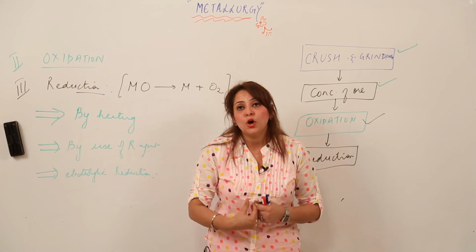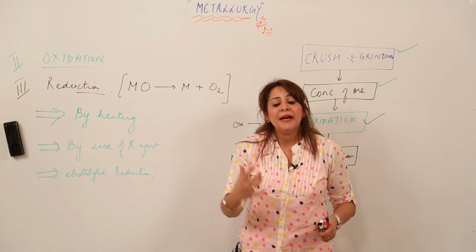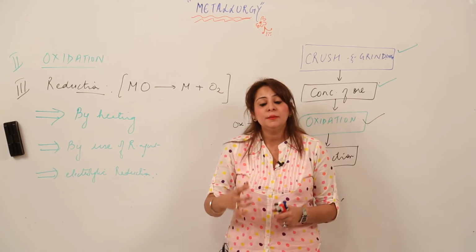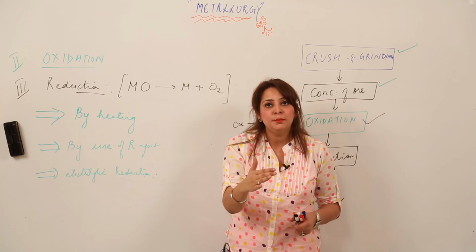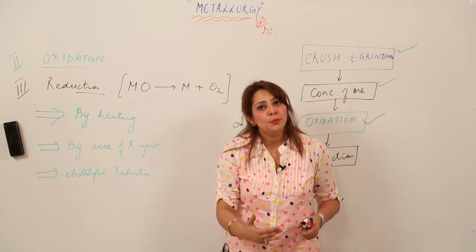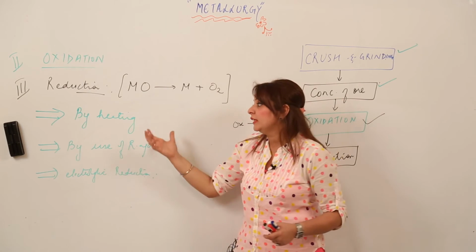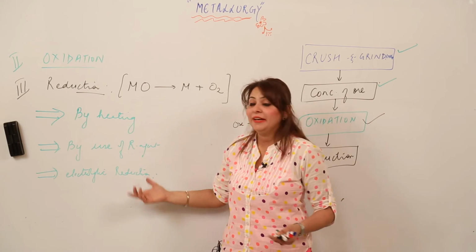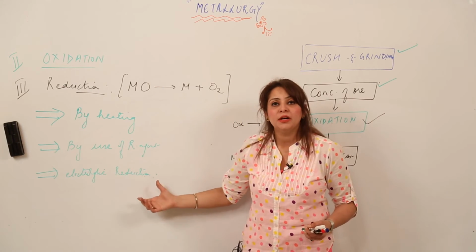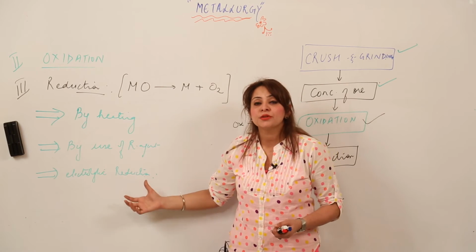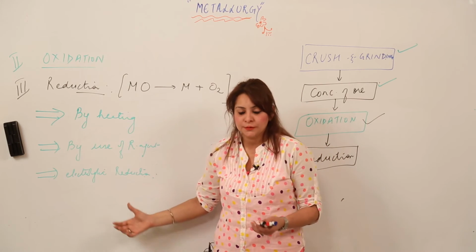So we will be employing these methods depending upon whether the metal comes at the top of the reactivity series, or in the middle, or falls at the bottom. Accordingly we will be using these three methods. This is a very important question, and it is present in the paper most of the time as a 3-mark question.